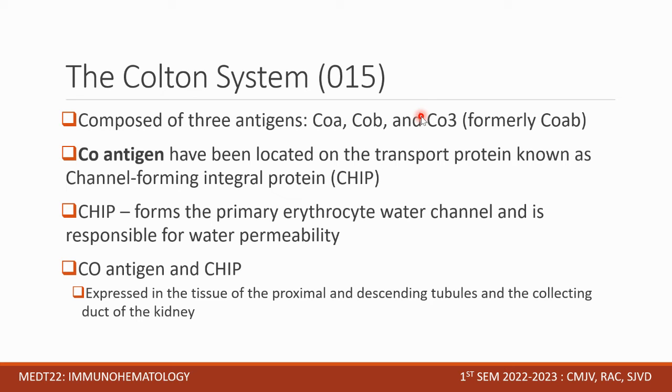The Colton system, 015, kanyang ISBT, composed of three antigens. We have Coa, Cob, and Co3. Okay, formerly CoaB. Okay. So the Co antigens have been located on the transport protein known as channel forming integral protein, or the CHIP. So the CHIP forms the primary erythrocyte water channel and is responsible for water permeability. So the Co antigen and CHIP are both expressed in the tissue of the proximal and descending tubules and the collecting duct of the kidney.